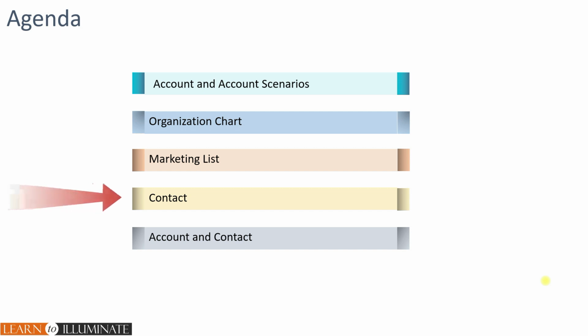Next one is a contact. In CRM, the contact is where the human element comes into play. We will explore how contacts are essential for personalizing our interactions. Finally, we will connect the dots and see how account and contact work together in managing the customer data.